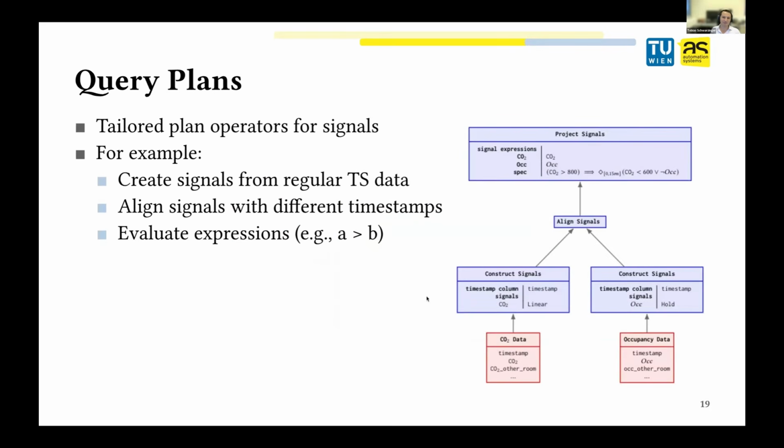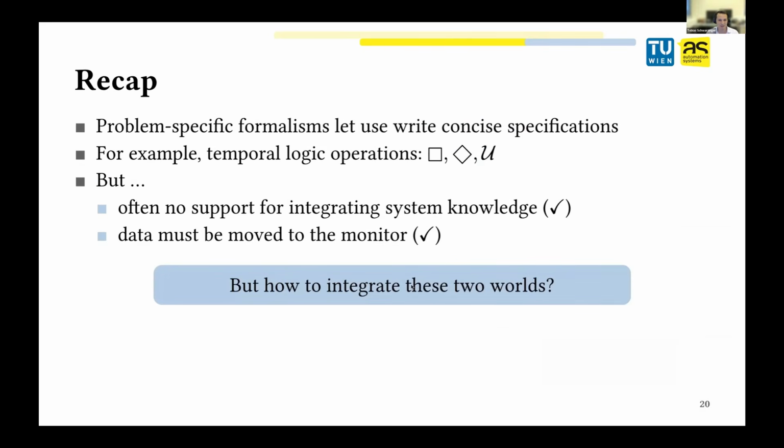And then we have these query plans where we basically have these signal semantics baked in. Most of them can do this resampling automatically. For example, here we have occupancy data and CO2 data from a building, and these have different time resolutions. But because this construct signals operator injects these resampling semantics into the data model, we can align these things automatically. So if the data already stores this metadata on top, we can do this resampling automatically in the query engine, as long as we don't change the outcome from the system.